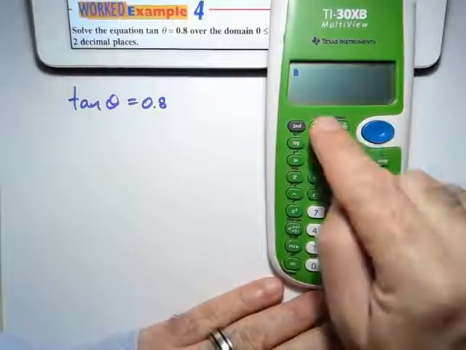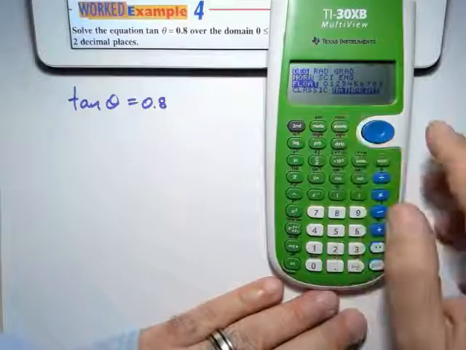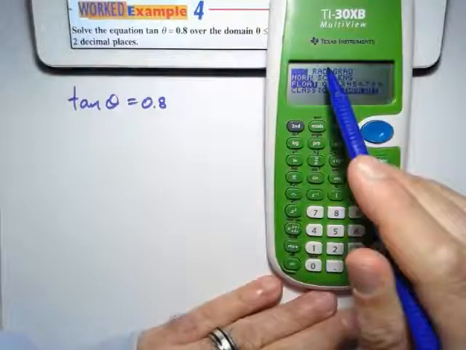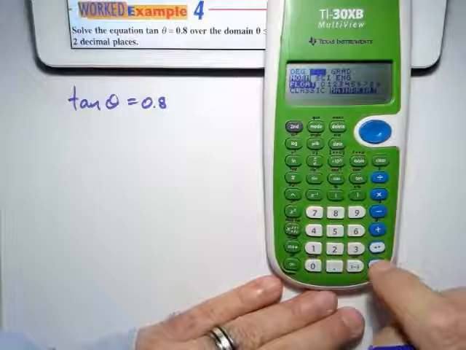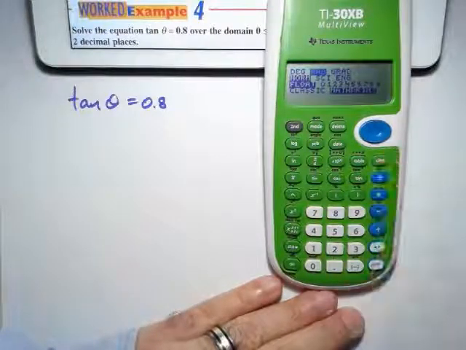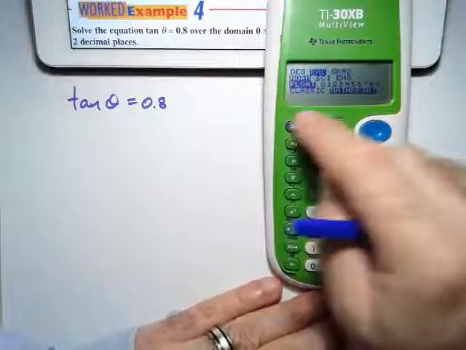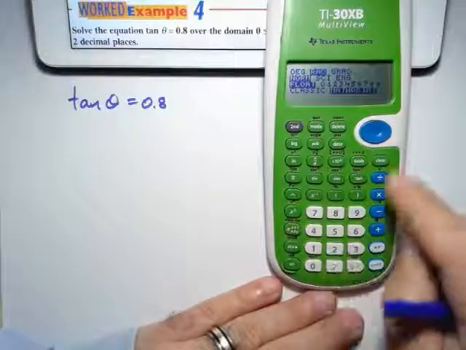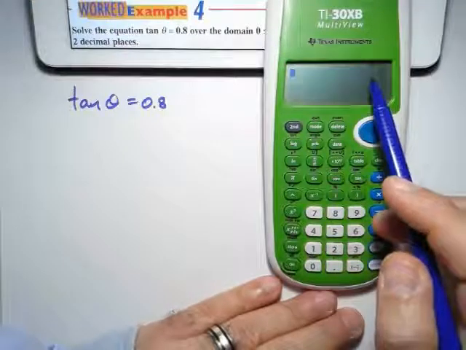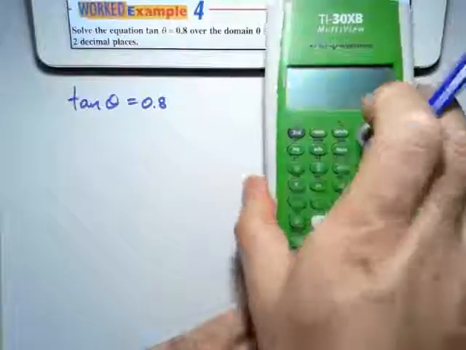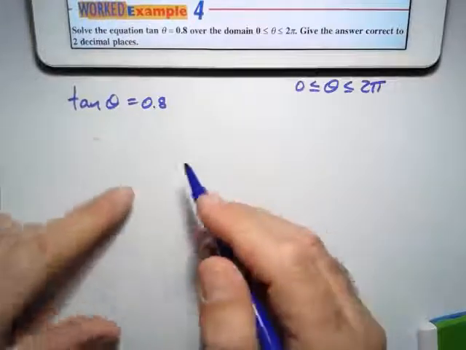You go to mode and you change the degrees to radians. So degrees change to radians, and I'm going to say enter. And then I'm just going to say on. Clear. So now your calculator is in radians. What we're going to do is exactly the same thing.